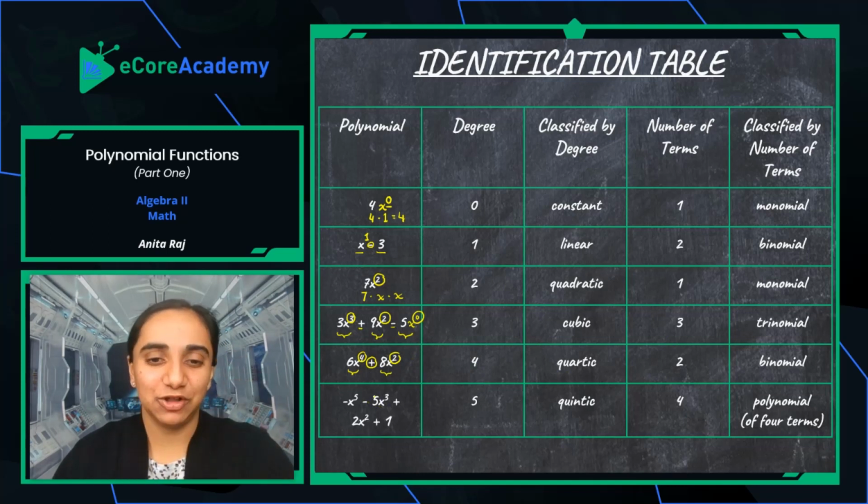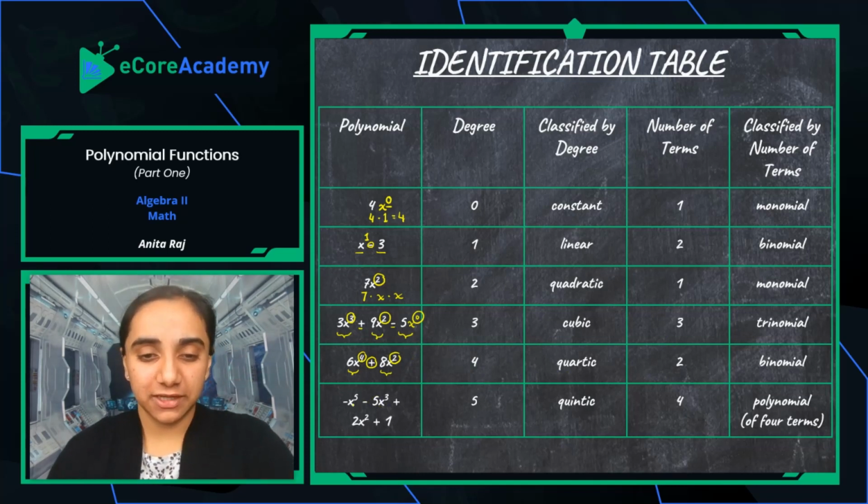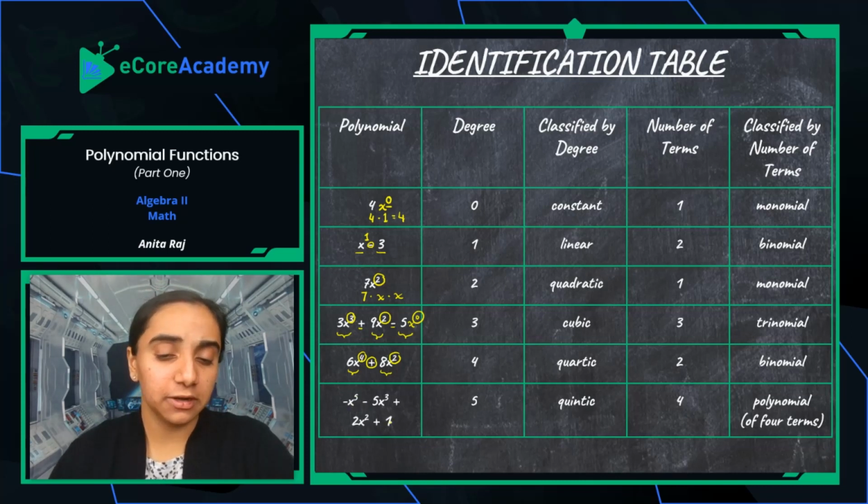This last one here, it's a bit longer. I wanted to challenge all of you. So this first one is going to be negative x to the fifth minus 5x cubed plus 2x squared plus 1. We see a minus sign right here. Keep in mind that this is just a negative sign. It's not a minus sign. This is a minus here. This is a plus here. This is a plus here. Therefore, we have 4 different terms.